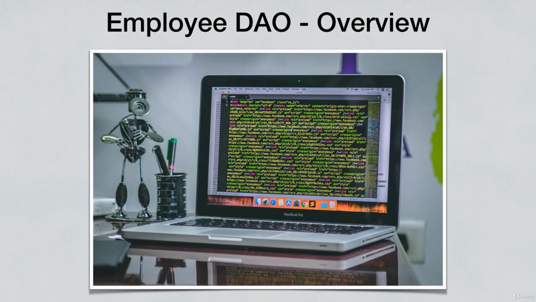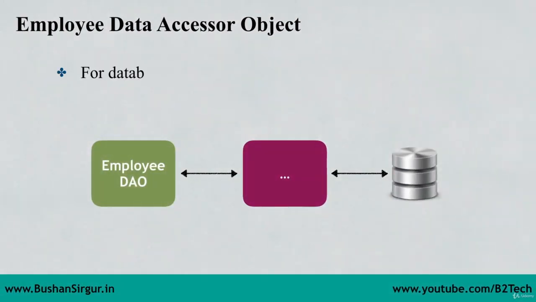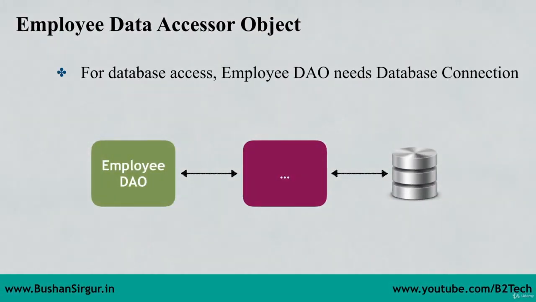Hi, in this video, we're going to look at the overview of the Employee DAO. To access the database, the Employee DAO needs a database connection. So somehow we need to get the database connection and give it to Employee DAO so that the Employee DAO can communicate with the database.